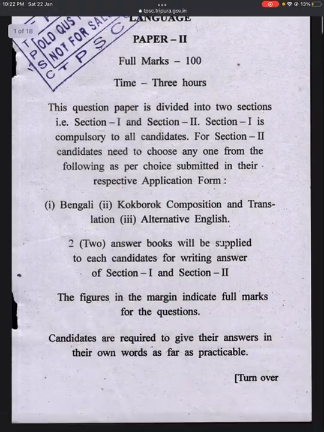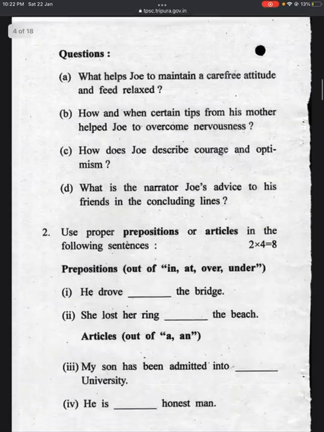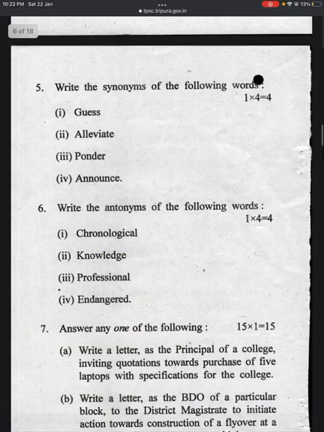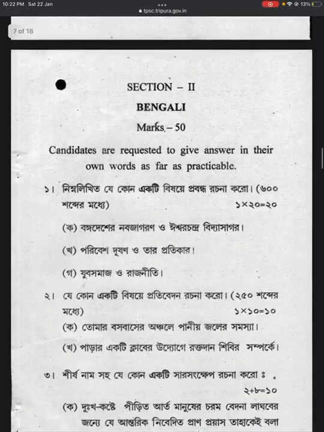Then for paper 2, the first section, a passage would be given to you. You have to comprehend and write few answers. Then synonym, antonym, one official letter.